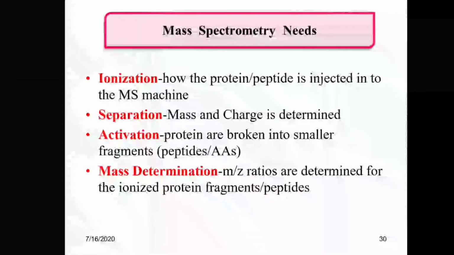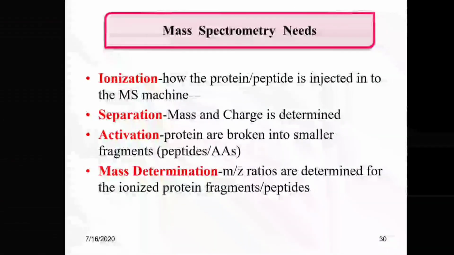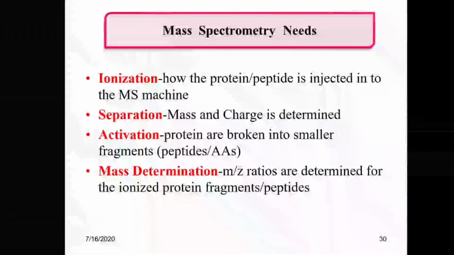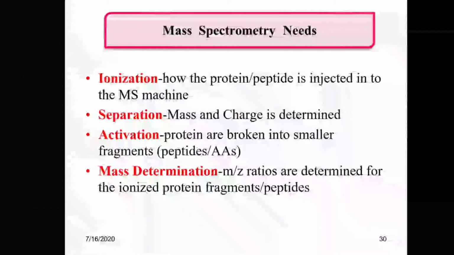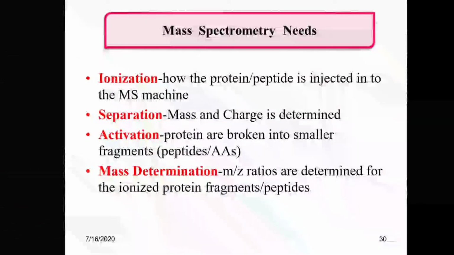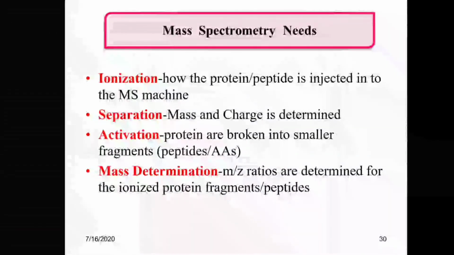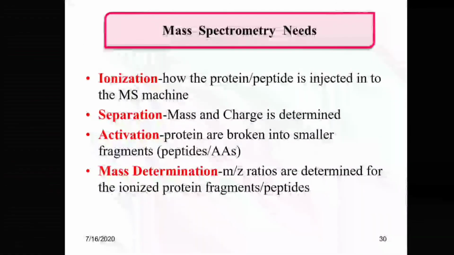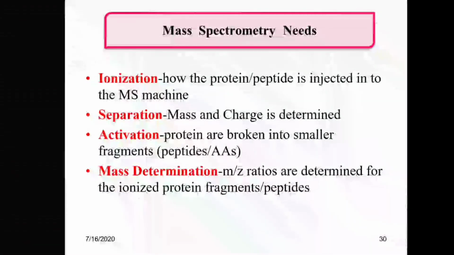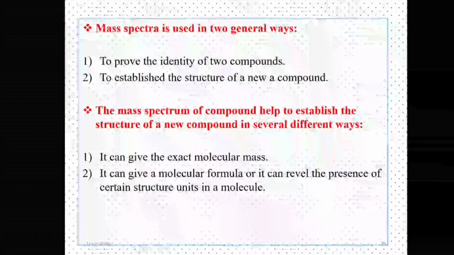Mass spectrometry needs. What does it need? Yes, it needs ionization, number 1. For example, we can take the example of a protein and a peptide. If it is injected into the MS machine, mostly these are the macromolecules that are analyzed. Then, of course, the separation according to mass and charge ratios. Then activation, that is, proteins are broken into smaller fragments, that is peptides. Then mass determination, where mass to charge ratios are determined for the ionized protein fragment peptides.